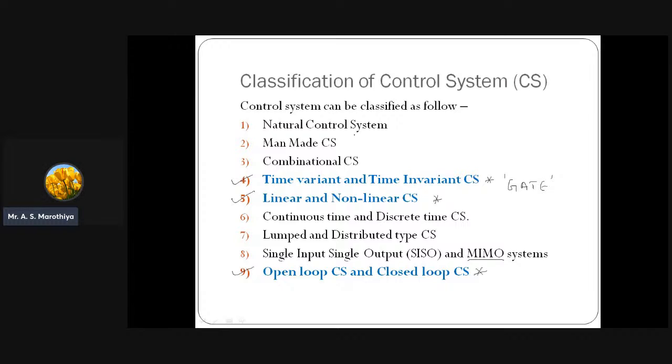Example, all living beings, human, plant, animal are examples of natural control systems. Now man-made control systems are also called artificial control systems. Artificial control systems are designed or created by man or human activity. Then a combinational control system is nothing but a combination of natural control system and artificial control system, or you can say man-made control system.